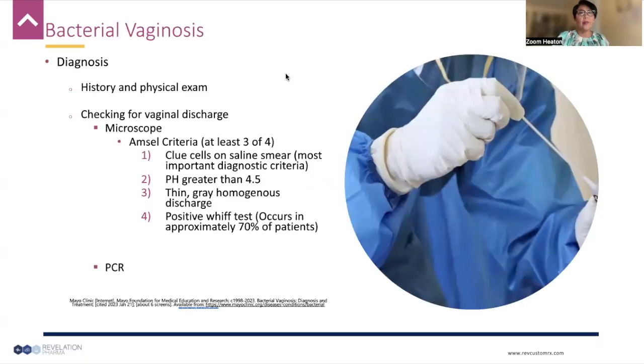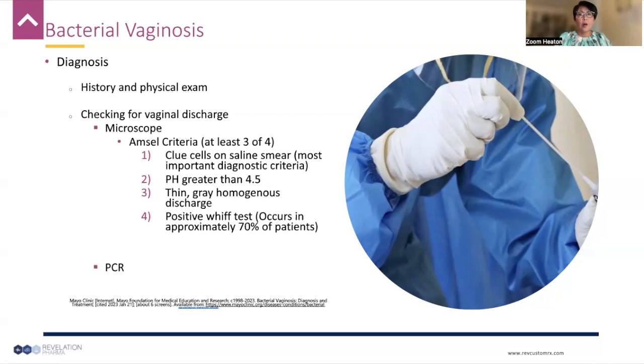Now let's look at the diagnosis. With bacterial vaginosis, a history and physical exam is taken, and then the practitioner usually will check for vaginal discharge using a microscope, and this is called a vaginal smear or a wet mount. The sample is prepared on a glass slide and checked under a microscope for bacteria, white blood cells, and other cells that are signs of infection.